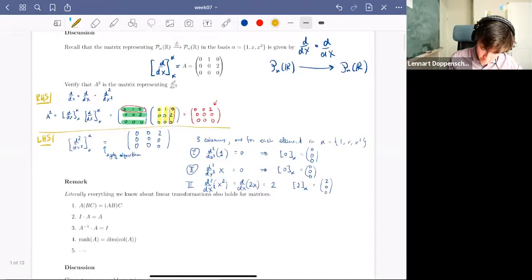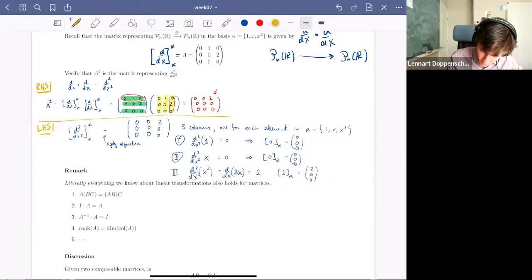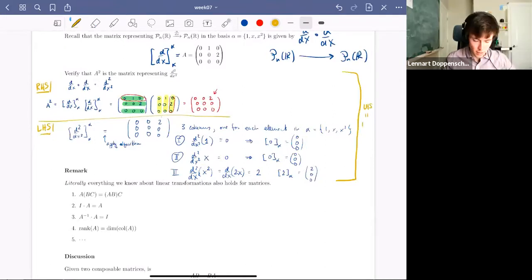I wonder whether I could write this somewhere. So the upshot of this is that left-hand side is equal to right-hand side. And this is the explicit example of the statement above, the proposition from last week.